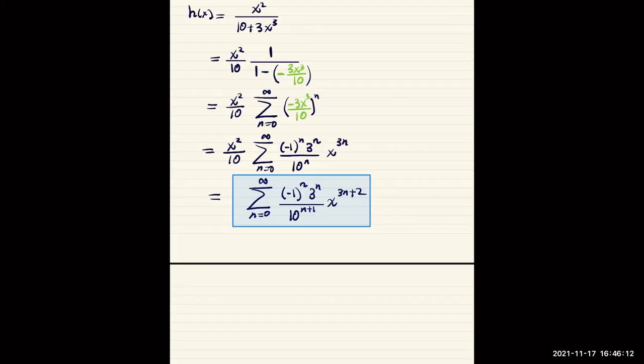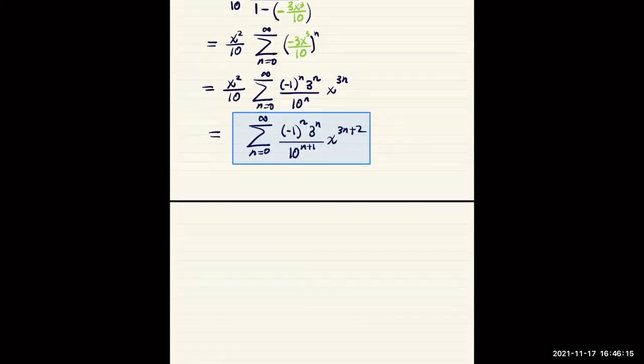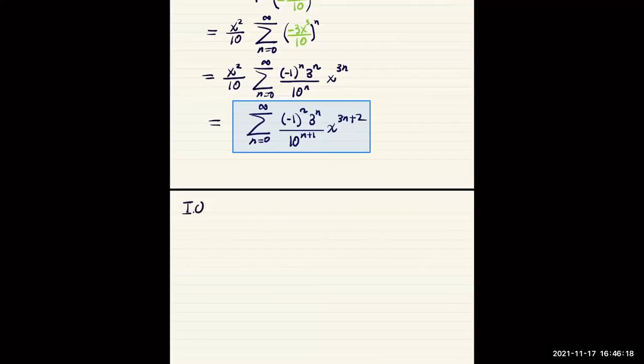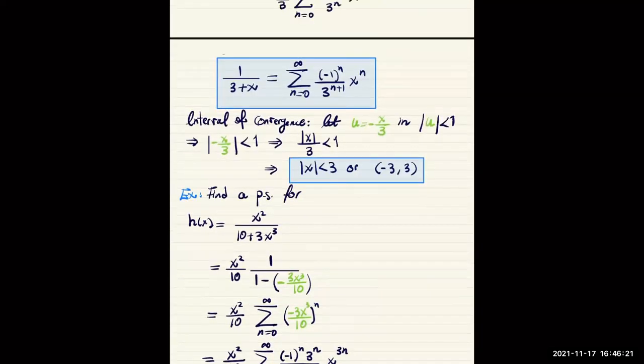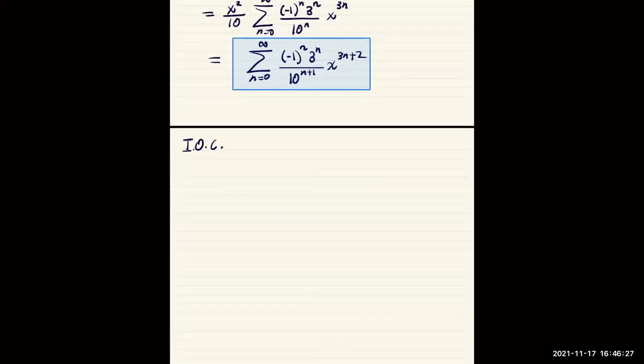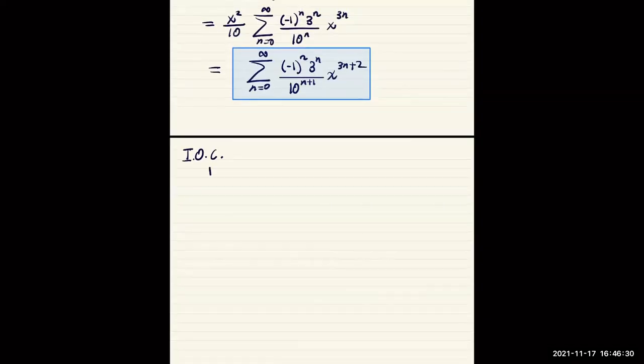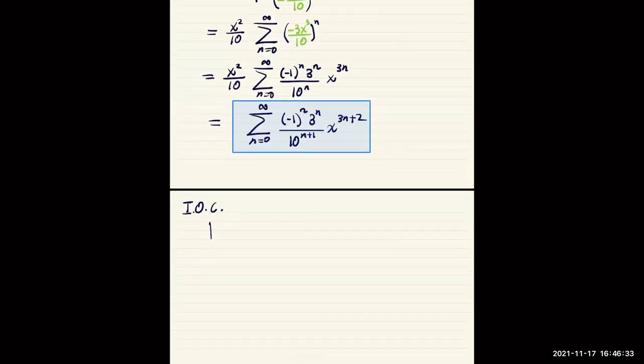Again, we want to know when this is valid. So find the interval of convergence, and again substitute the common ratio into this inequality. So we get absolute value of negative 3x cubed over 10. We want that to be less than 1. Ratio has to be less than 1 in absolute value for it to converge. Solve this inequality. Don't just leave it. We want to solve for x. We want to know what x is between.